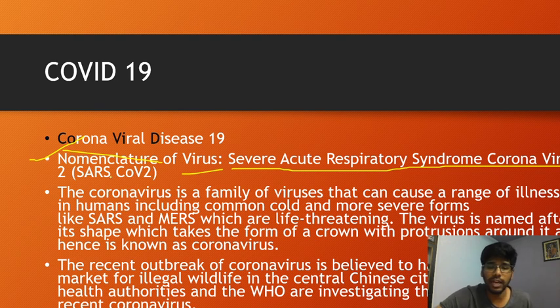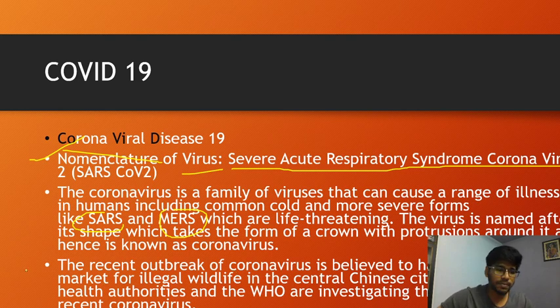And when we talk about severe acute respiratory syndrome, there are a few other viruses in this particular class. Previously we have seen SARS, severe acute respiratory syndrome, which was also a global outbreak, and also MERS, Middle East respiratory syndrome, which was also a pandemic back then, and which has the highest fatality rate compared to that of COVID-19, right? So the coronavirus is the family of viruses that causes a range of illness. And SARS and MERS, this is also important for the prelims perspective. Which of the following diseases are closely associated with COVID-19? SARS and MERS, right?